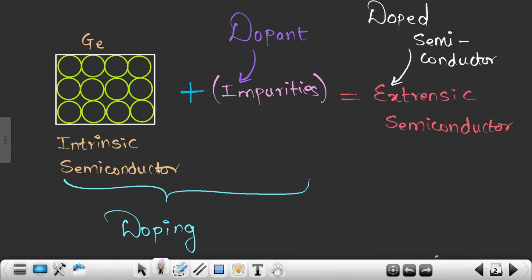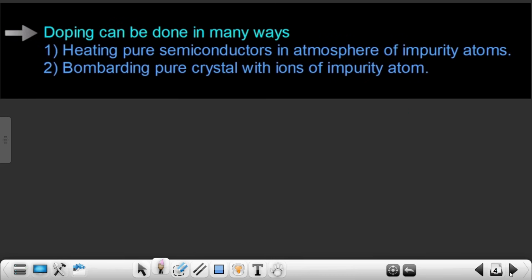Again I will repeat, when you are mixing the pure crystal of semiconductor, or rather instead of calling it a pure crystal of semiconductor, I will term it an intrinsic semiconductor. When you are adding or mixing certain impurities into an intrinsic semiconductor, this process is known as doping, right? And the impurity atom is known as a dopant. I hope you are able to understand this. Great. Now we will focus upon the different methods that are used in doping.